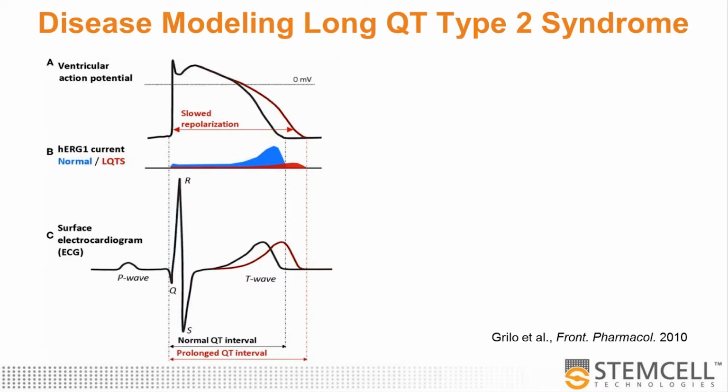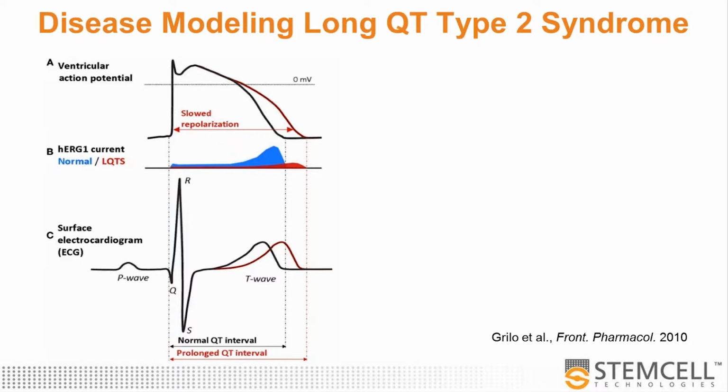of the cardiomyocyte. In long QT, we can see the action potential in the red line. There's not really an effect on the upstroke or the plateau phase of the action potential, but it's really an effect on the repolarization phase of the action potential, such that there's a delay in the repolarization. So here it's denoted as a slowed repolarization.